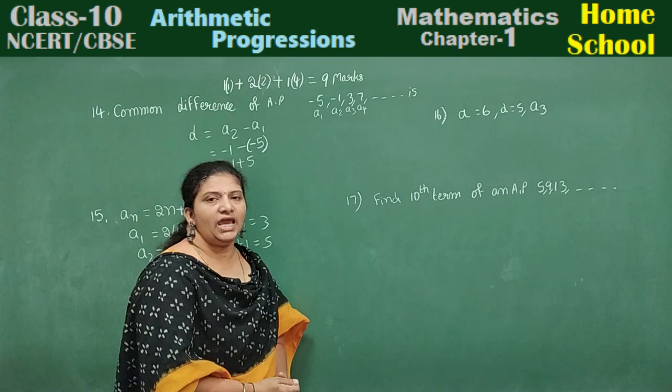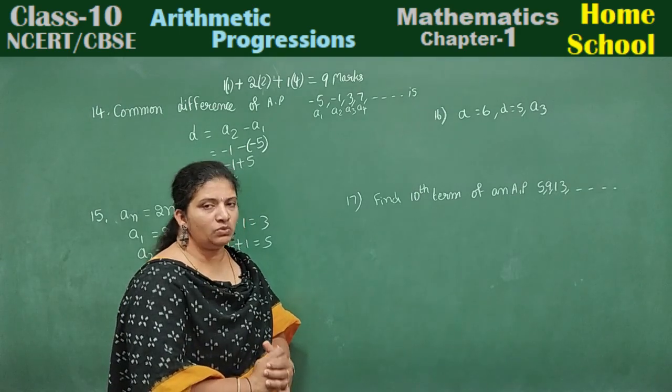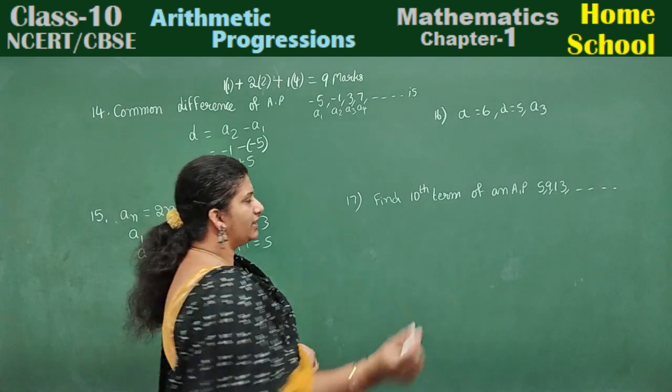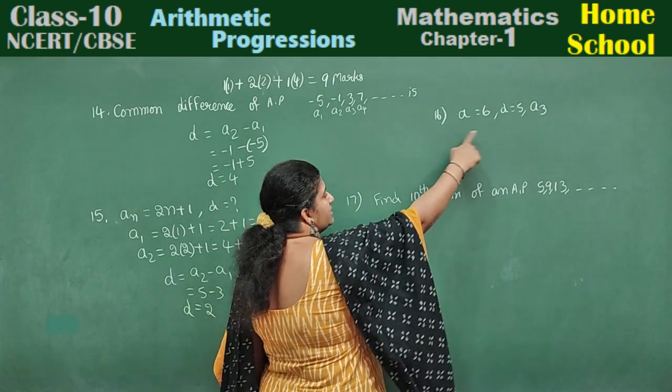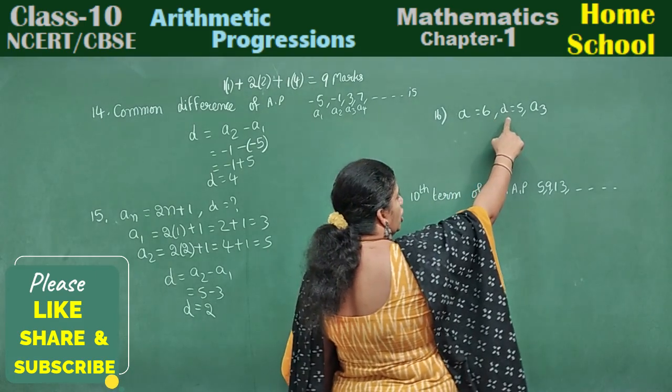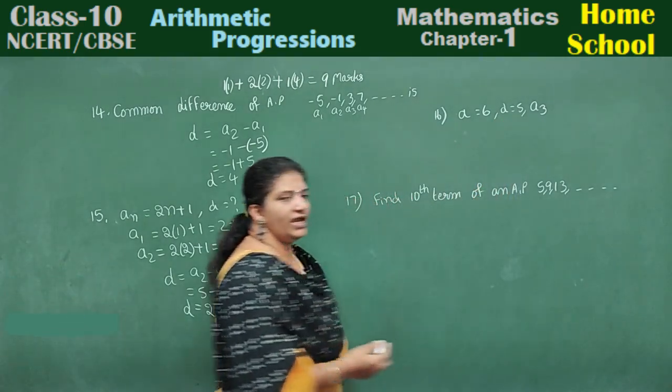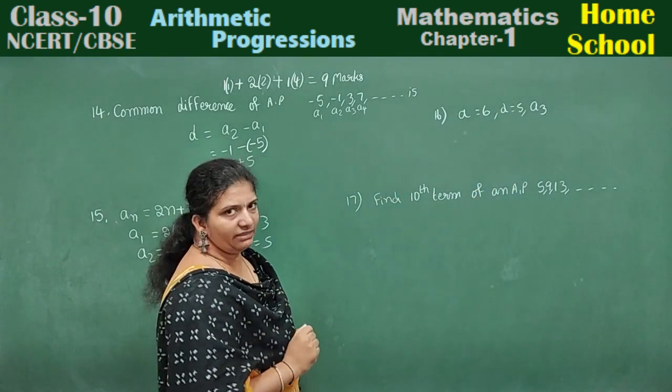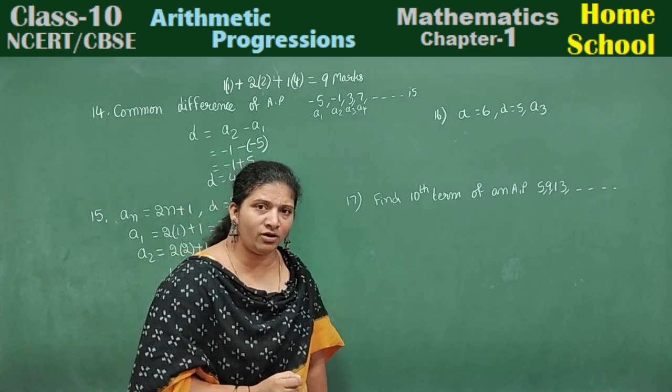Next one. A and D values will be given and you need to find some term. That is, if A is equal to 6, D is equal to 5. That means the first term is 6, the common difference is 5. Find A3. What is the general form of A3?